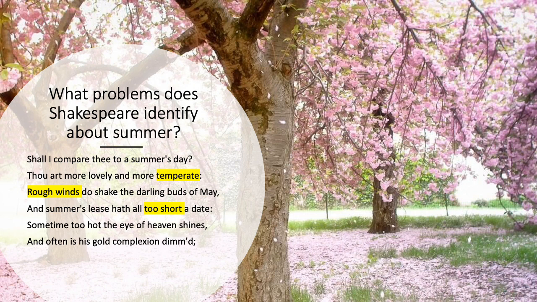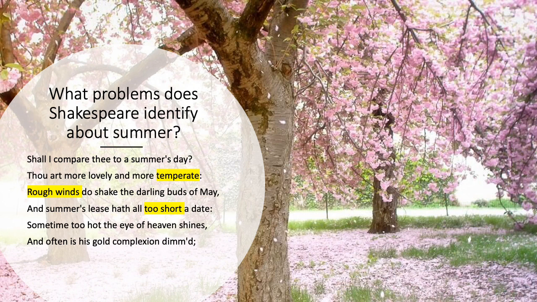Summer is inconstant, it's inconsistent, it gets windy, it's short. Now your job is to identify the final 2 problems that Shakespeare thinks about summer. So in the last 2 lines, he says, sometime too hot the eye of heaven shines.